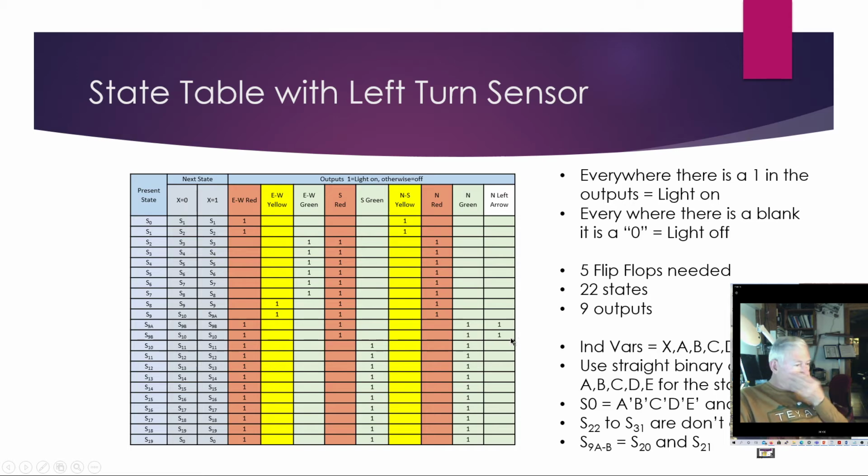Okay, so we're going to see if we can generate the K-maps for this problem. Now, it turns out I'm not going to do them all because this is a bit of a mess. So first off, what are our independent variables? Well, our independent variables are X, A, B, C, D, and E. We have to have 5 flip-flops to cover our 22 states. We use straight binary encoding for A, B, C, D, E for the states, and so therefore S0 would be A prime, B prime, C prime, D prime, E prime, and so forth. S1 would be A prime, B prime, C prime, D prime, E, and continue.